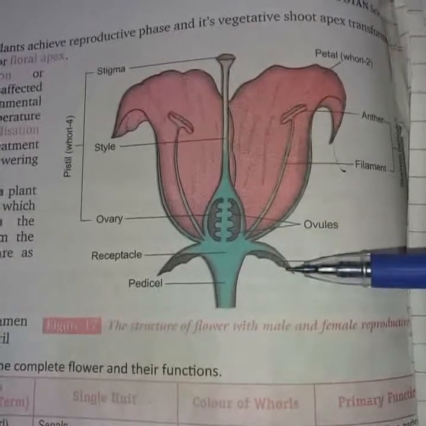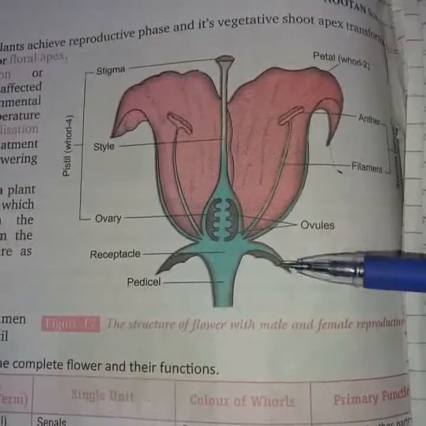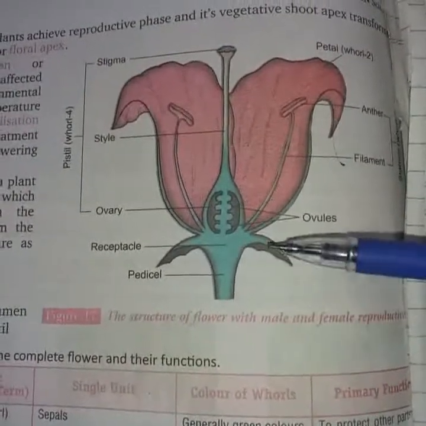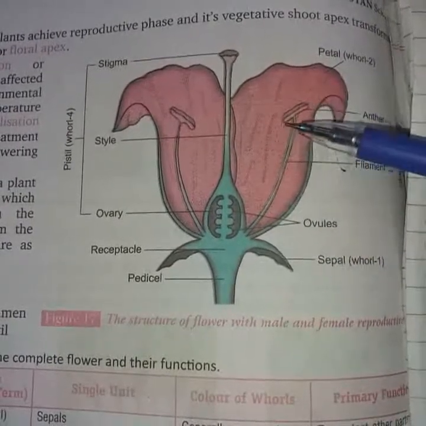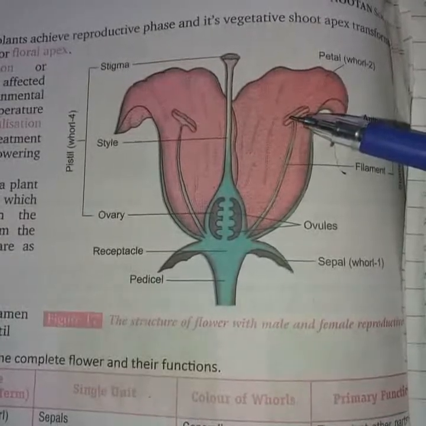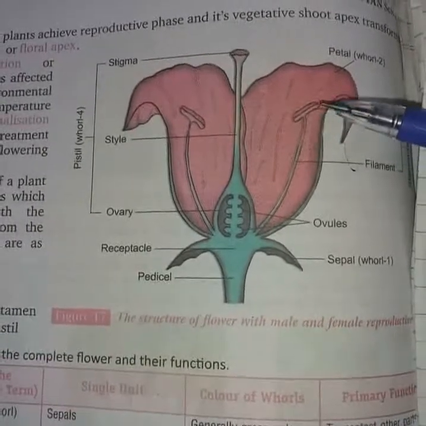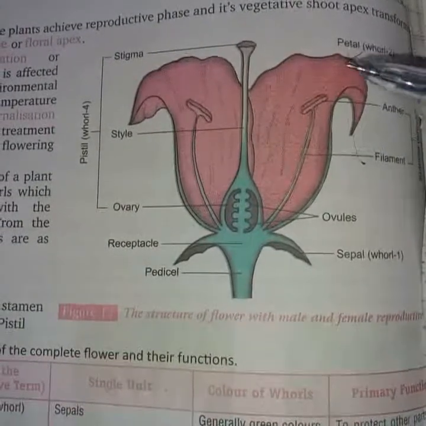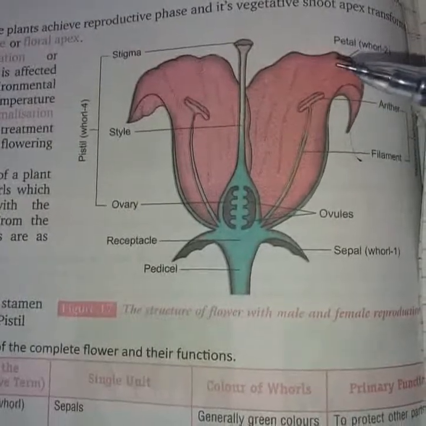Sepal is also called calyx. It is generally green in color and helps the photosynthesis process. Petals generally have bright and vivid colors. They help attract insects, birds and others so that the process of pollination is completed.